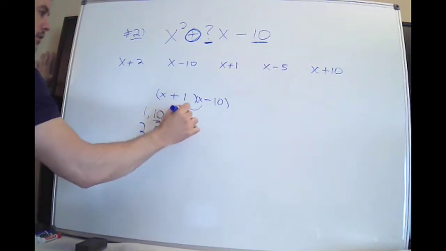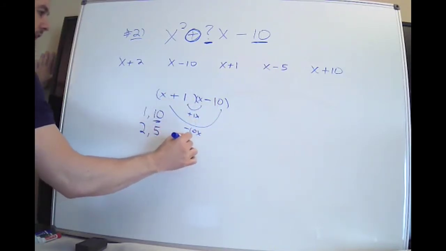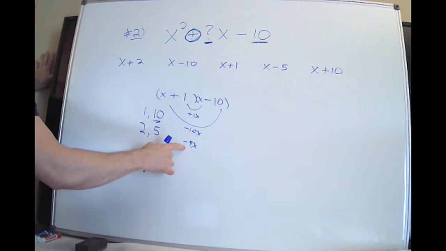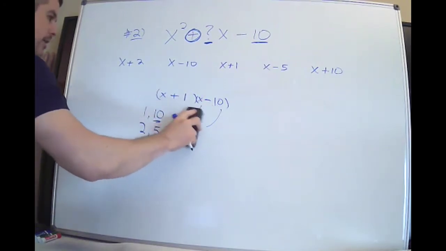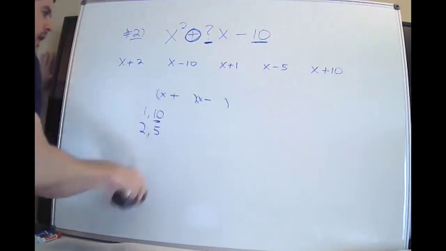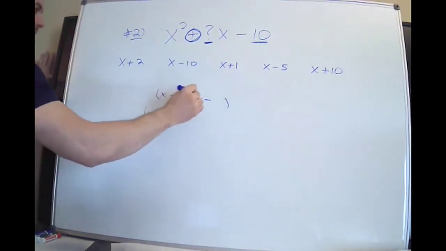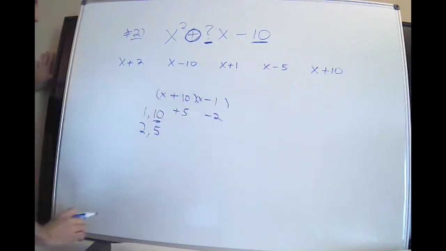Do the rainbow. You get positive 1x and you get negative 10x. That's negative 9, a negative in the middle. The larger number for each pair has to go first. So what are the possibilities? You can have positive 10 and negative 1, or you can have positive 5 and negative 2.